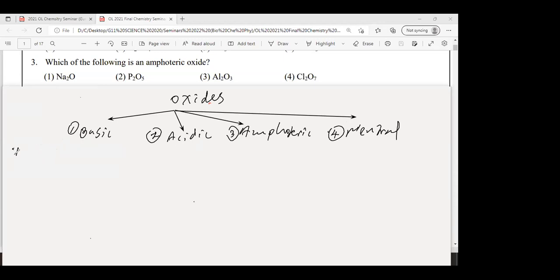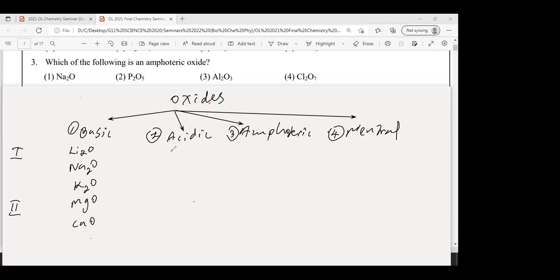All the group 1 metal oxides are basic. Example, lithium oxide, basic. Group 1, sodium oxide, basic. Potassium oxide, basic. And group 2, magnesium oxide, basic. Calcium oxide, basic. Basic oxides react with acids, as well as they react with water forming alkali or basic solution.